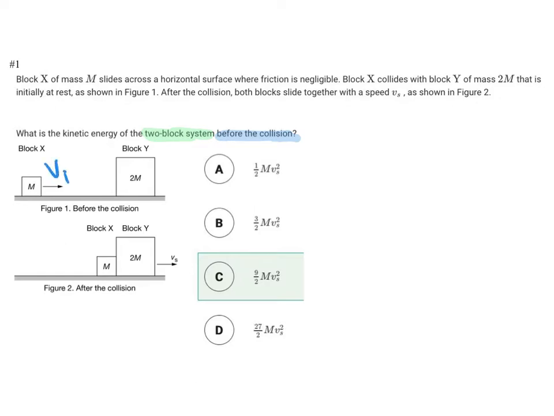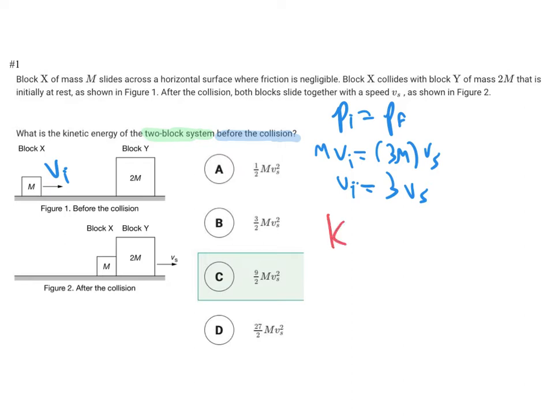So I'm going to call this Vi, the incoming speed. And I said that during a collision, we know that the momentum is going to be equal. So mVi is 3mVs, or Vi is 3Vs. And then the kinetic energy at the start is going to be a half times each mass times its speed squared. So a half times m times 3Vs squared. And block 2 doesn't have any kinetic energy, so I'm not going to worry about it. So I have 1/2 m times 9Vs squared, or 9/2 mVs squared.